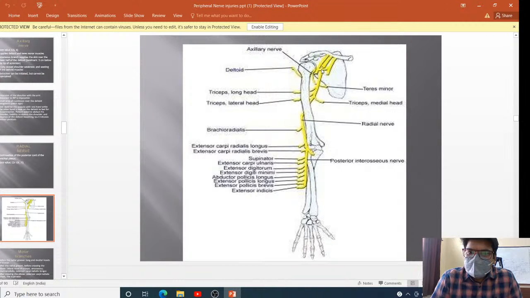So in the axilla it gives branches to the triceps: long head, lateral head, medial head, the posterior cutaneous nerve of the arm, and the lower lateral cutaneous nerve of the arm. In the spiral groove, after coming from the spiral groove, it gives branches to the brachioradialis, and before division in front of the lateral epicondyle it gives a branch to the extensor carpi radialis longus.